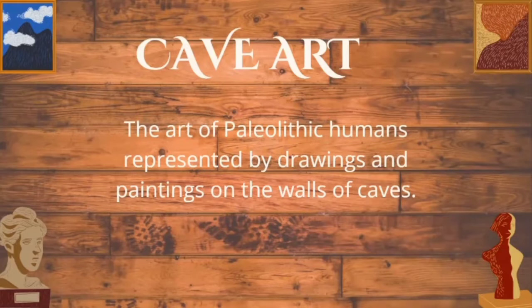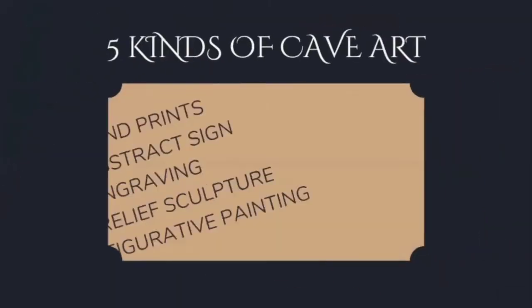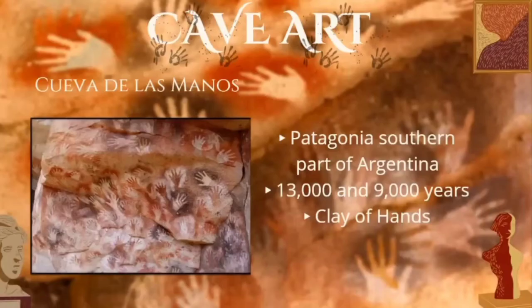There are 5 kinds of cave art. An example of this is the Cueva de las Manos, which is located at Patagonia, southern part of Argentina. So it is dated 13,000 and 9,000 years. So sa handprints, there is a research na nagsasabing na most mga babae. So siguro yung mga kababaihan na ninuno natin noon ay na-bored kaya nagpaint sila.